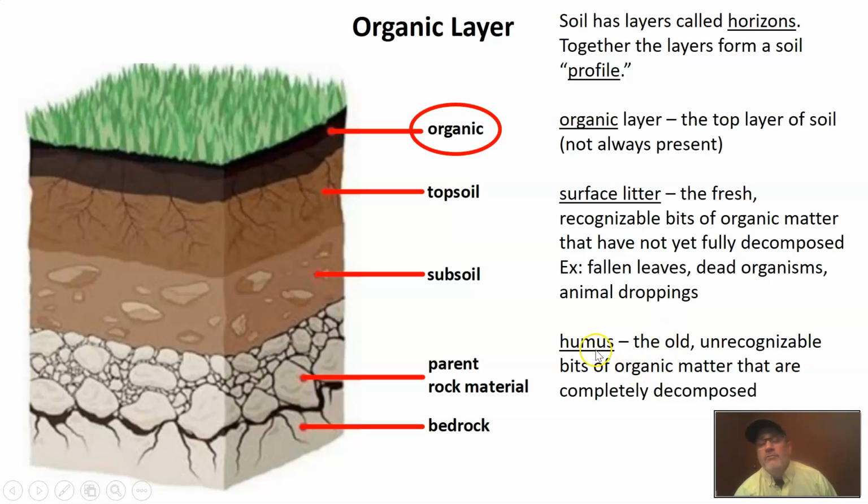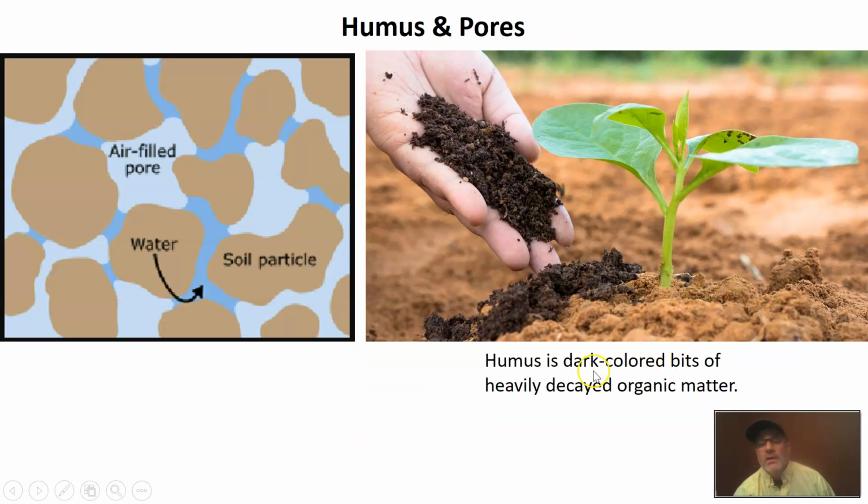After the organic matter is fully decomposed, it's been there for a while, so it's old and it's no longer recognizable, we call it humus. So humus is the old unrecognizable bits of organic matter. They're completely decomposed and you can't tell what they are anymore. Humus turns out to be really important for soil. It gives a lot of soils that we might think of as being fertile their dark color, and it is a very, very helpful substance to have for plants.